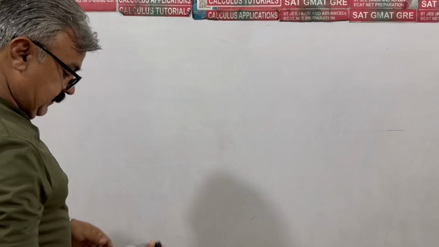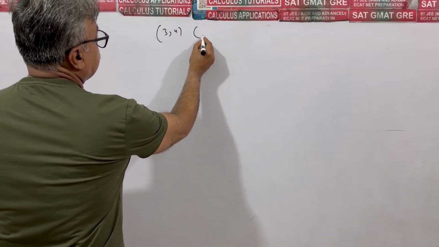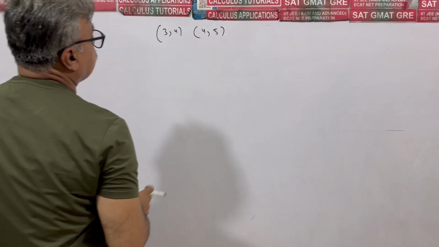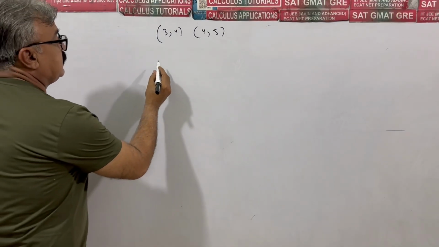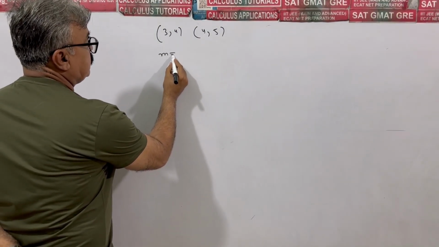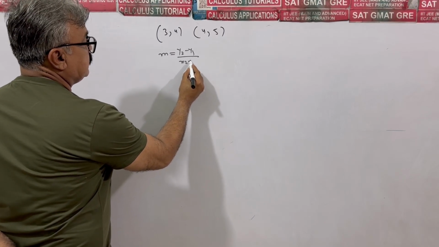Okay, let me take 2 points from basic. Suppose these are 2 points and we are asked to find the equation of a straight line passing through these 2 points. 2 points are given. Find the slope by utilizing the formula y2 minus y1 over x2 minus x1.